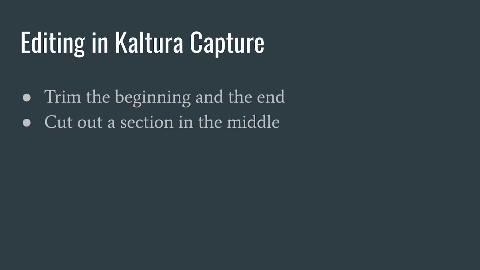The next thing we're going to talk about is cutting out a section in the middle. And this is important because just in case you make a mistake, you won't have to go back and re-record the entire thing. We can just cut out a little chunk in the middle. And then the last thing we're going to talk about is adding some crossfades at the beginning and the end of your videos to make them look a little bit nicer.